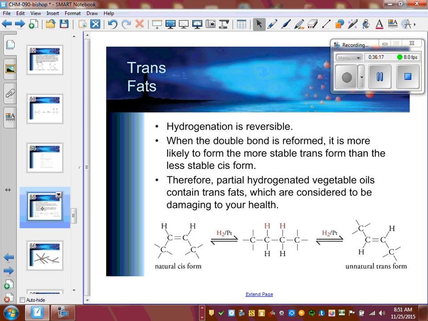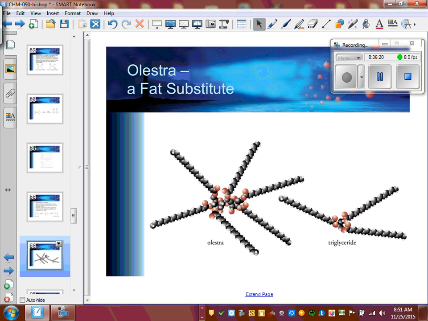Olestra is a fat substitute. So here's a triglyceride. Remember we talked about shape? Here is olestra. It's got a part of it that's a similar shape. Now the way olestra works is that it goes in and binds to the sites where your fat is absorbed. So when you eat food with fat in it, it can't be absorbed. There's nowhere to get into. This is blocking it. So this is what's used in the diet drug Ally. Ally is a form of olestra.